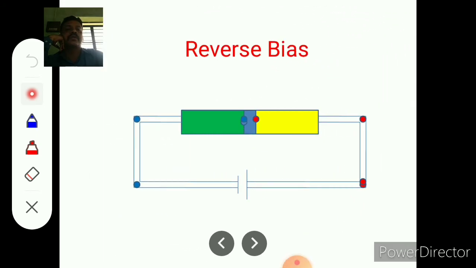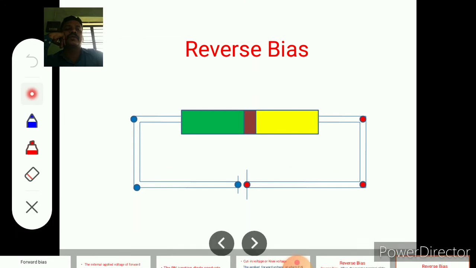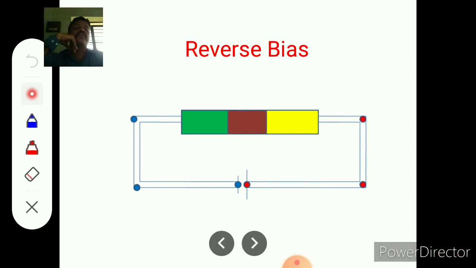Now in reverse bias the depletion region will increase. Holes are coming towards the negative terminal, electrons are coming towards the positive terminal like this, and therefore the depletion region becomes wider. Initially it is a small depletion region, but due to the flow of charge carriers in opposite directions it becomes broader. So in this way the depletion region becomes broader.